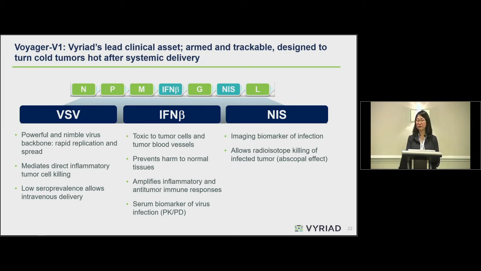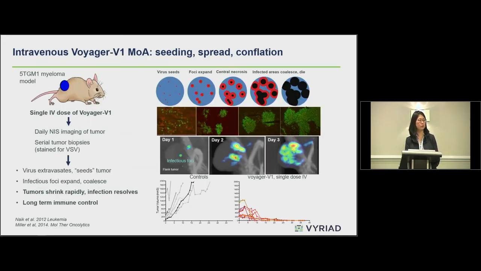The NIS you have seen before is an imaging transgene, but also allows you to use beta-emitting or alpha-emitting radiotracers for killing and achieving an abscopal effect in the patient. So this is what this virus does, the mechanism of action.